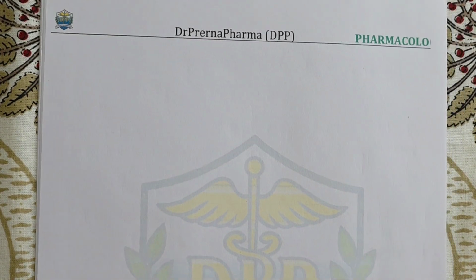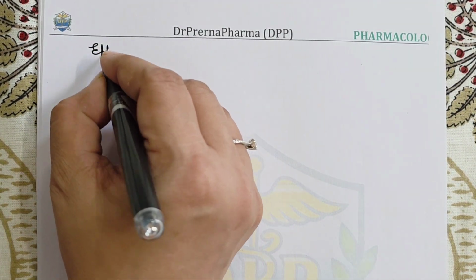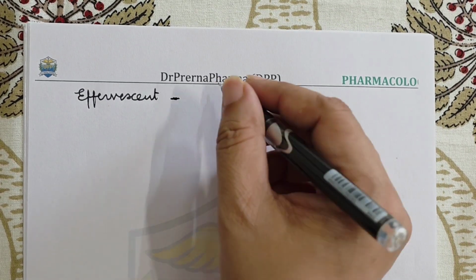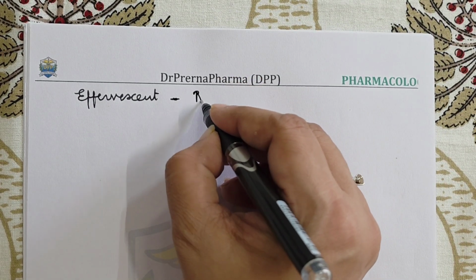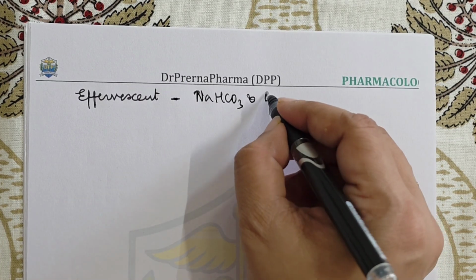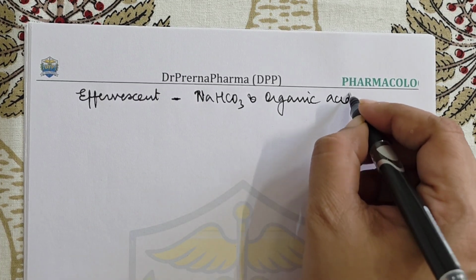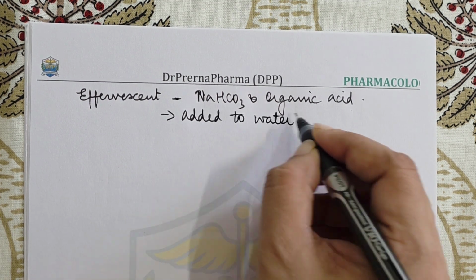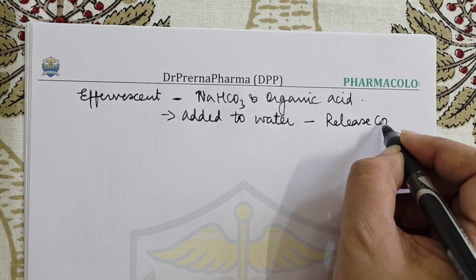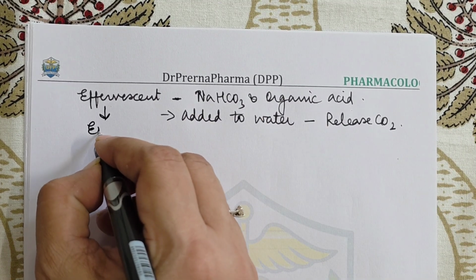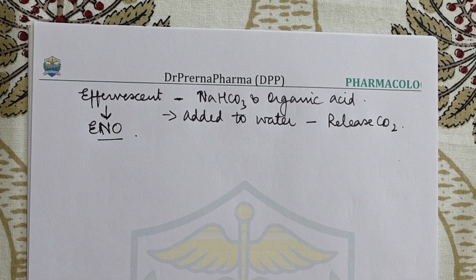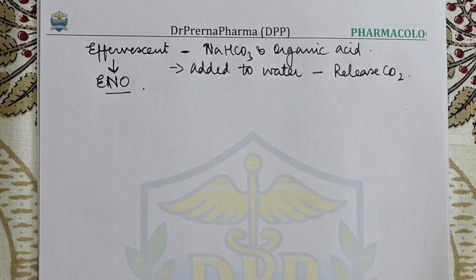Then we have tablets which are also called effervescent. Effervescent means that they contain sodium bicarbonate and some organic acid like tartaric acid, so that when it is added to water, it releases carbon dioxide. A very common example you all must have seen is ENO that you use in the house. It consists of tartaric acid, and when you dissolve it in water, it releases carbon dioxide and disperses and dissolves the active ingredient, right? So these are the various types of tablets.